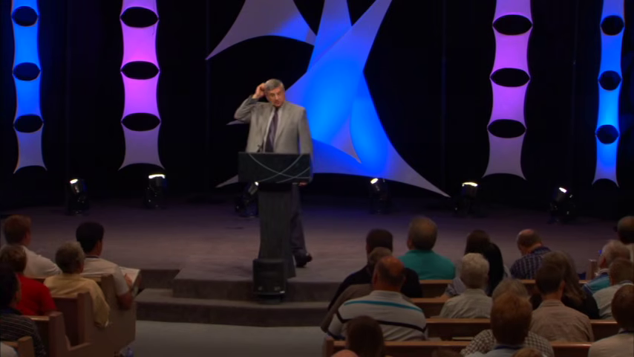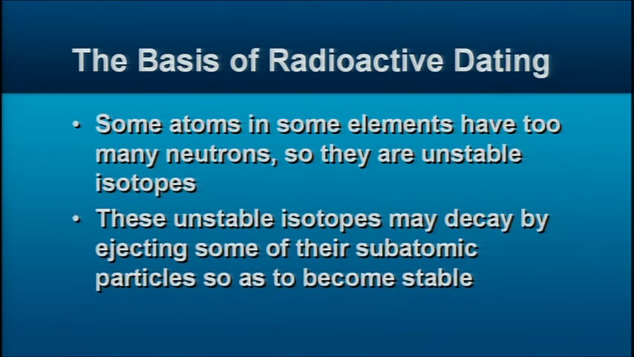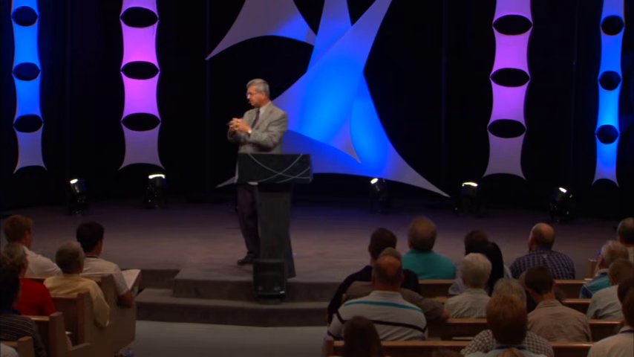Now, some atoms in some elements have too many neutrons in their nuclei, so they become unstable. They can't hang on to them. There's not enough energy to hold all the particles together. And so some of these unstable isotopes may decay by spitting out some of the particles that are held in the nucleus, okay? And so that to reduce their size to become more stable. But when they do that, the number of particles in the nucleus has changed, so they become a different element, because each element is defined by the numbers of protons in the nucleus.